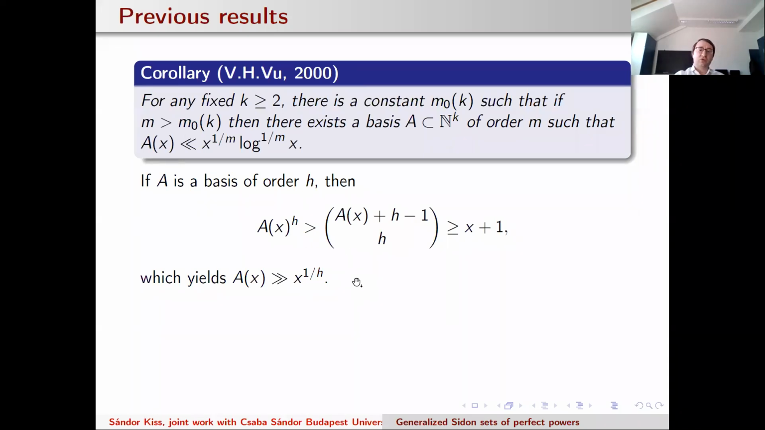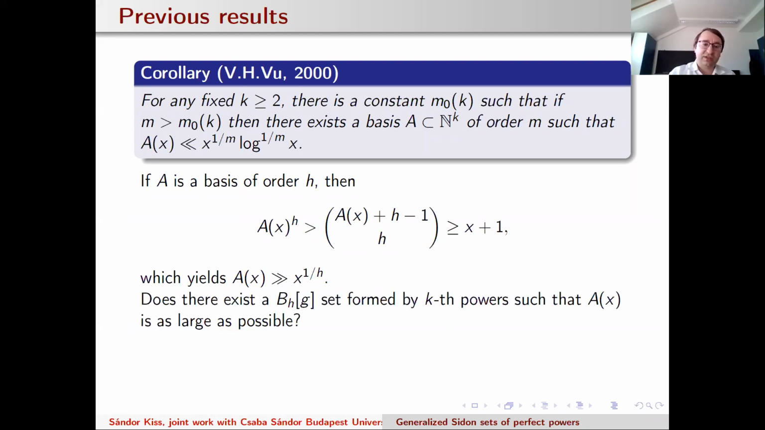And in the other direction, there is a natural question: what can we tell in the other direction? So we studied the following question, which is a complementary question in some sense: what can we tell about B_h[g] sets? Because we know that a B_h[g] set cannot be too dense. So our question was, does there exist a B_h[g] set formed by k powers such that its density is as large as possible? But what does it mean? What does it mean as large as possible?